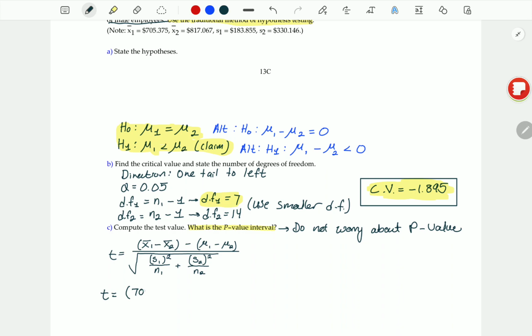So that's going to be $705.375 minus sample mean 1, which is 817.067, minus.